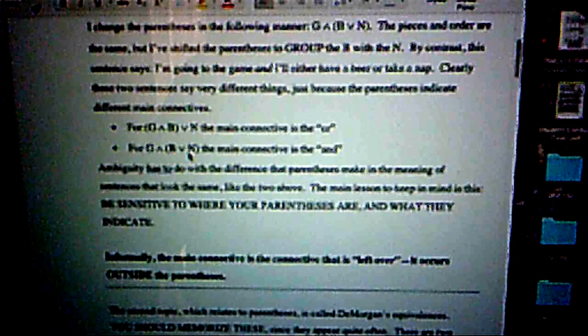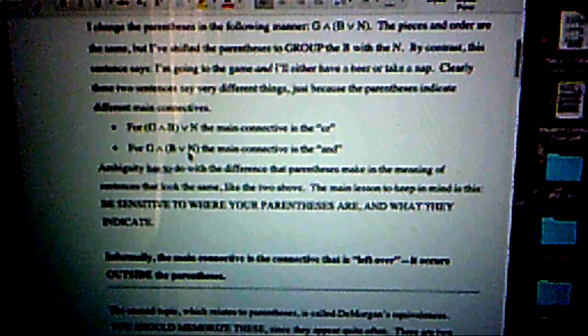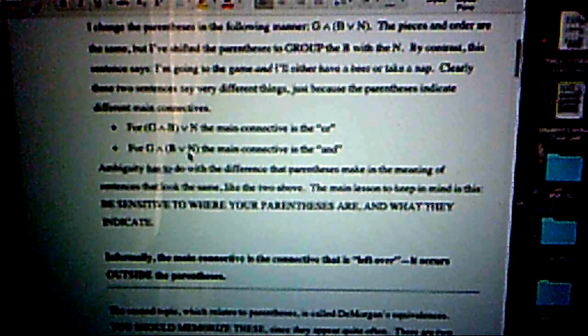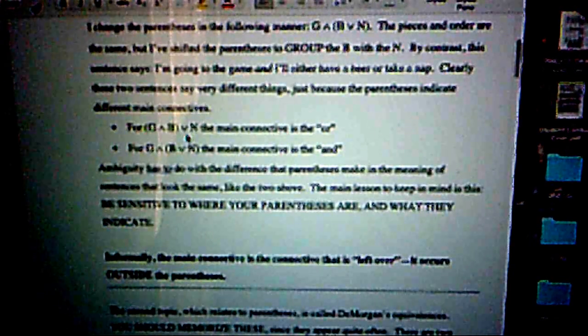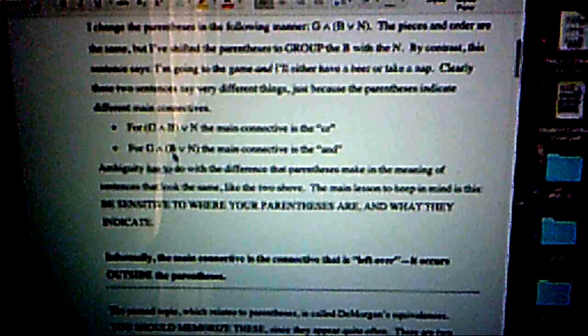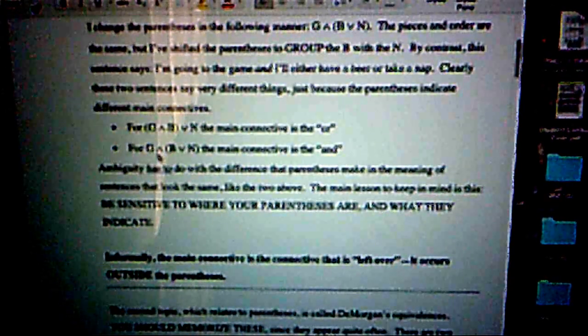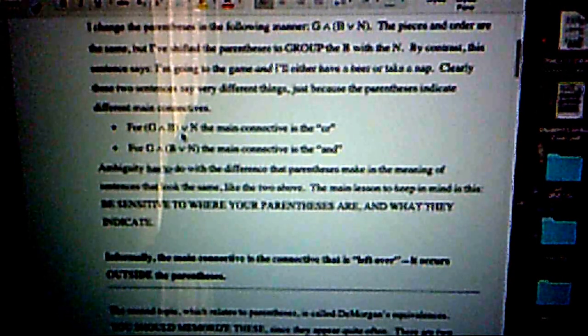What's the main connective? If you remember from last time, the main connective is identified by what's outside of parentheses, or what's, quote unquote, left over. So in the first case, what's left over, meaning outside parentheses, is the or. And in the second case, what remains, what's outside of parentheses, is the and. That means the first sentence is an or statement, the second sentence is an and statement. Even though they look the same, they convey differing thoughts.